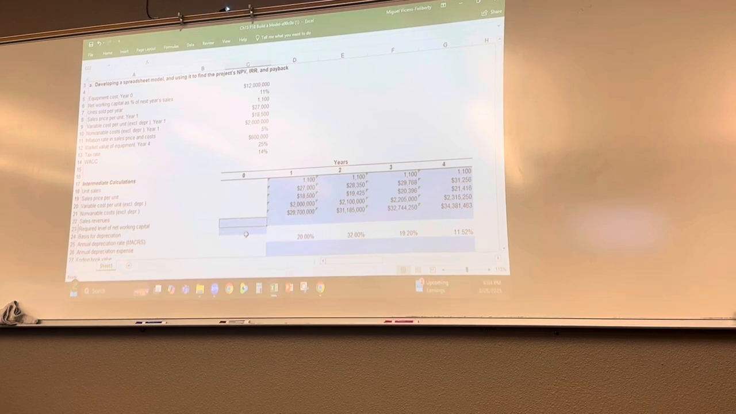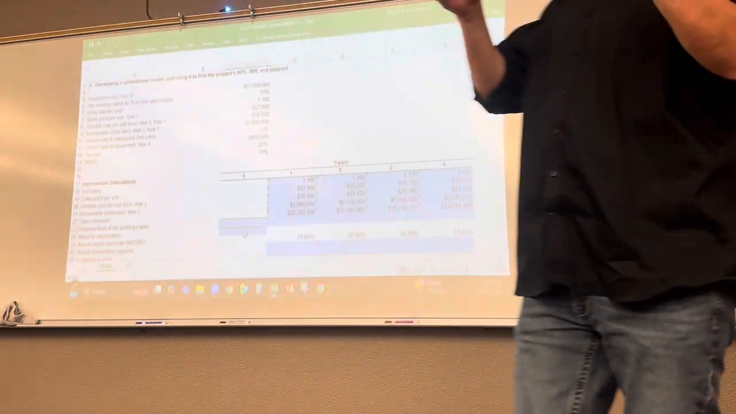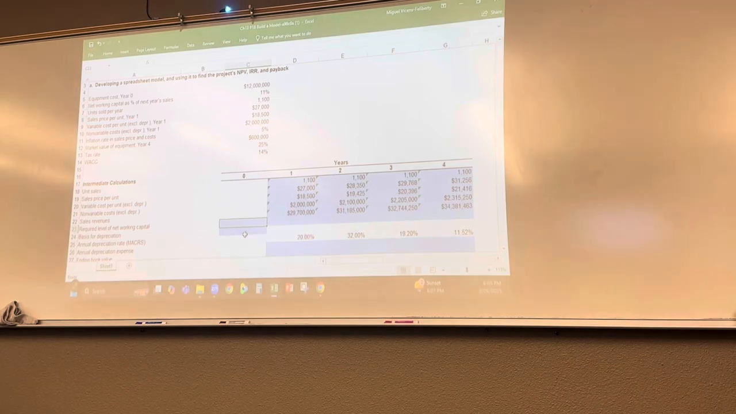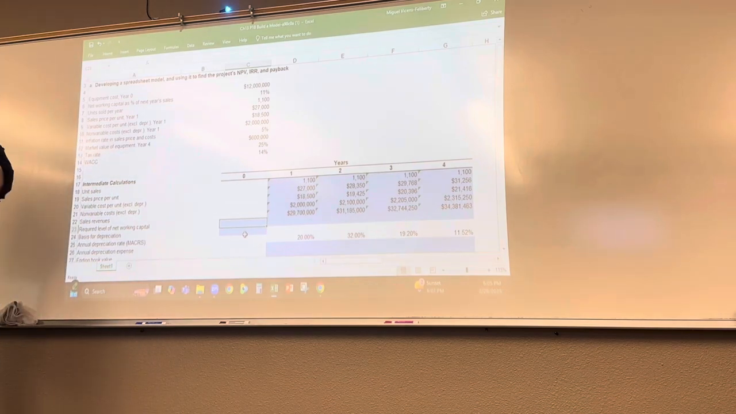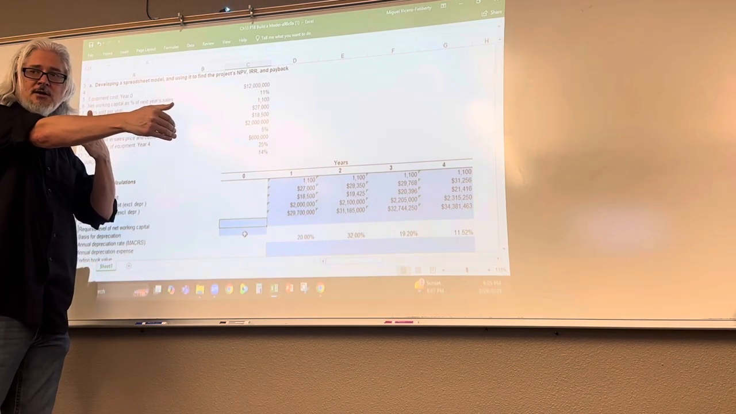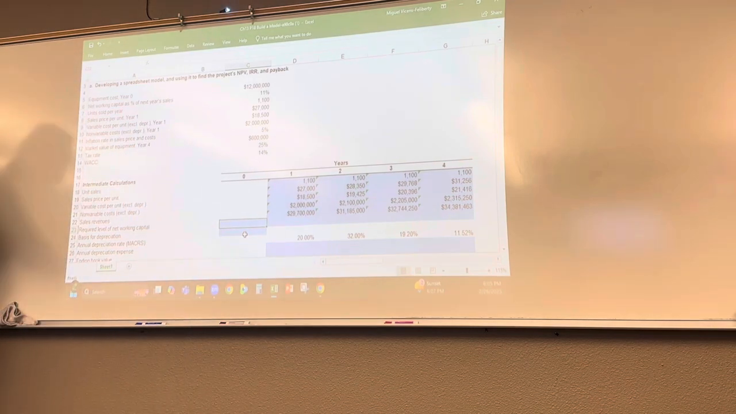Okay, tricky part here. This is where everybody gets lost, so make sure you pay attention here. Net working capital. My net working capital needs are 11% of my sales revenue from the project, based on the question. So that's the level that it's going to be at. So net working capital this year, in year 0, is based on sales in year 1. Net working capital in year 1 is based on sales in year 2, et cetera, et cetera.